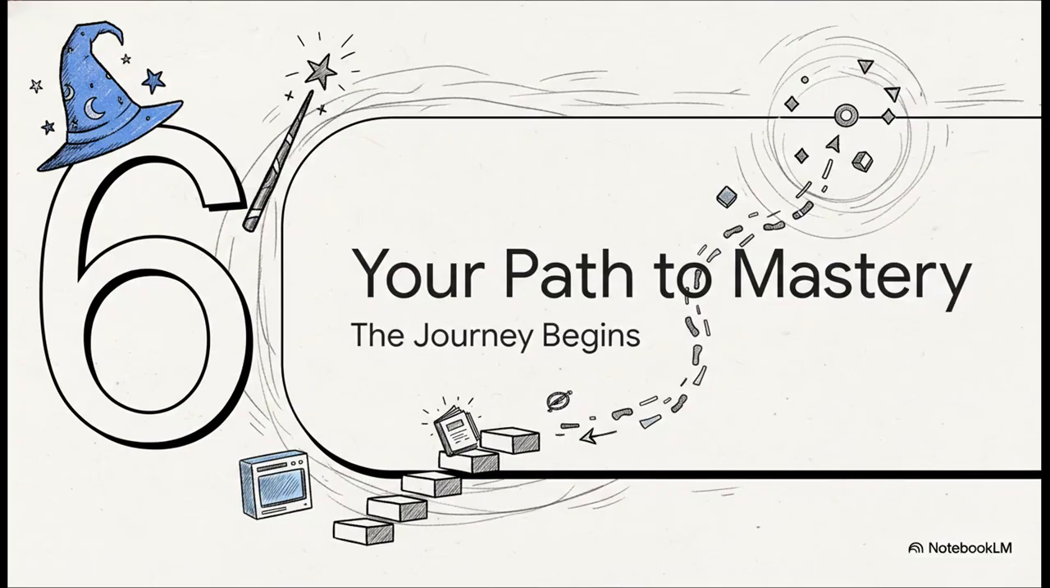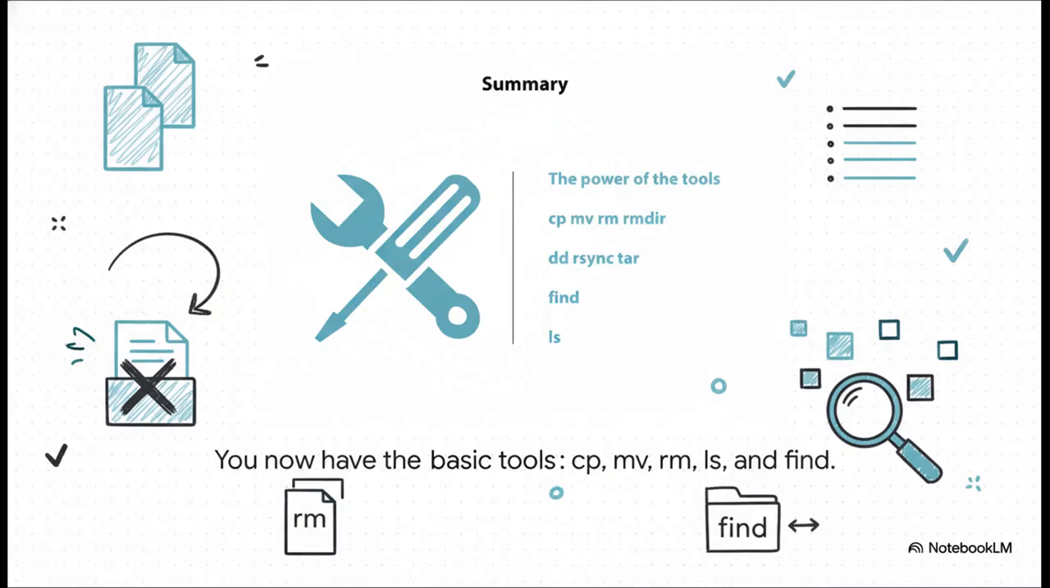And that's how it works. You see how it all connects? We started with just the idea of being a wizard, and now you already have your first spells. The path to getting really good at this is just made up of these small, easy-to-learn steps. So, let's do a quick recap of what's in your new toolbox. You've got CP to copy, MV to move and rename, RM to remove, LS to list what's there, and find to search for anything. Those are your new best friends.